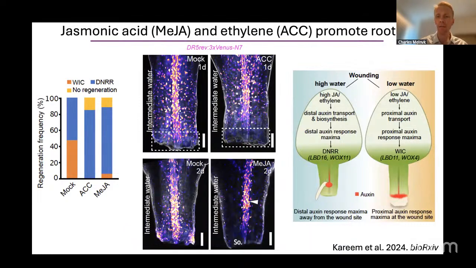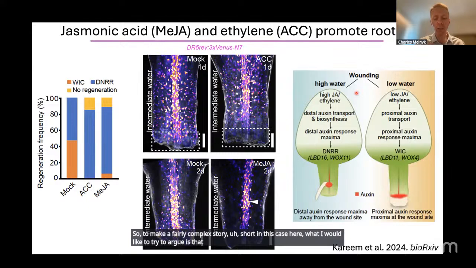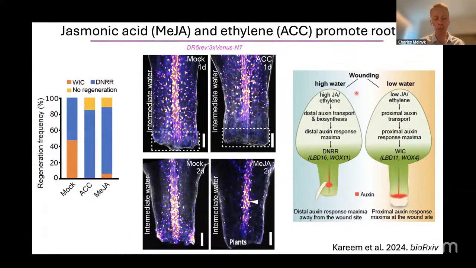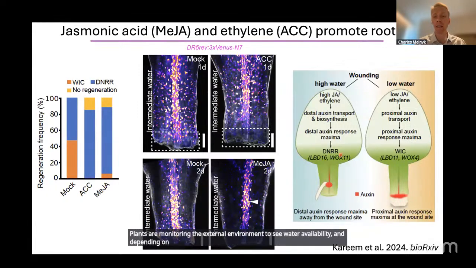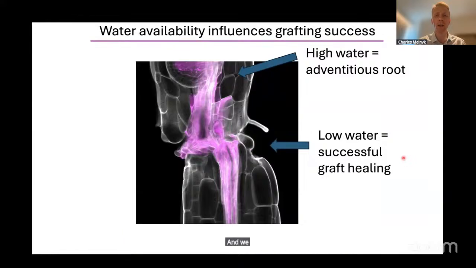So to make a fairly complex story short, what I would like to argue is that upon wounding, plants are monitoring the external environment to see water availability. And depending on this, they can then induce the formation of roots at the cut site, or they can form wound-induced callus at the cut site. And we think this has direct relevance for grafting.